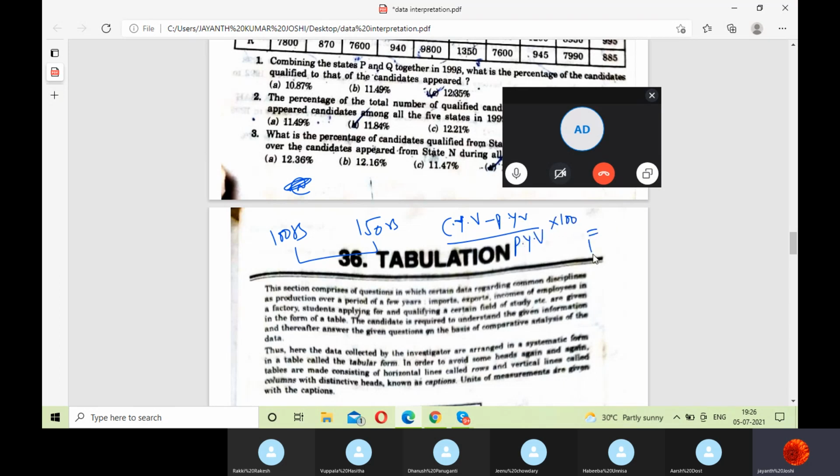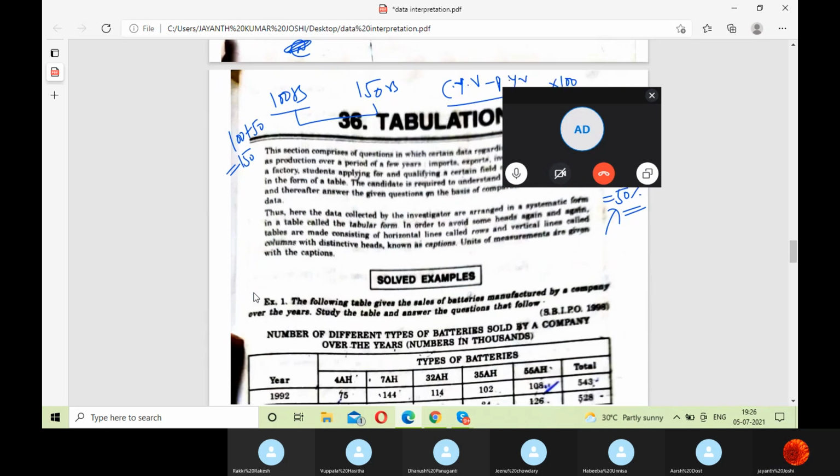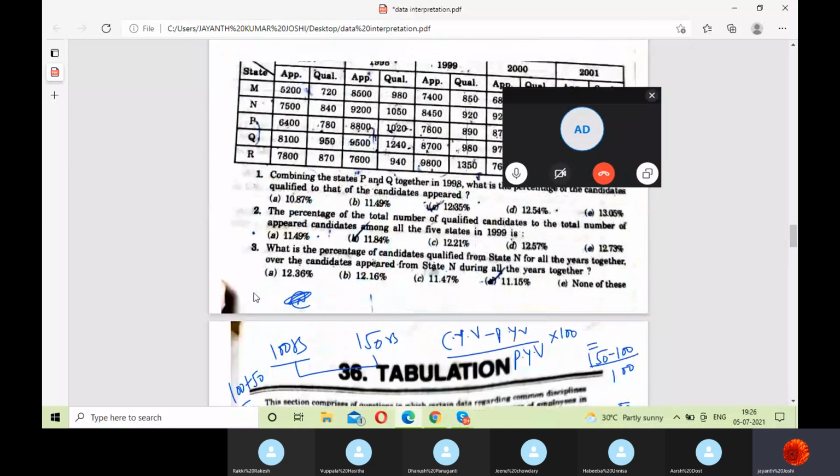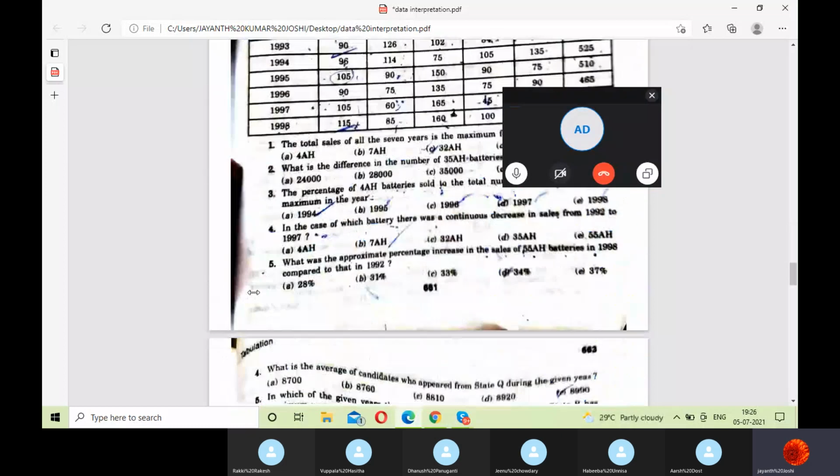So what will be the answer? 150 minus 100, by 100. So 50 by 100. How much is the profit you got? You earned a profit of 50%. 50% of 100 is 50, so 100 plus 50 is 150. In this way, after the percentage chapter, you should know about averages.